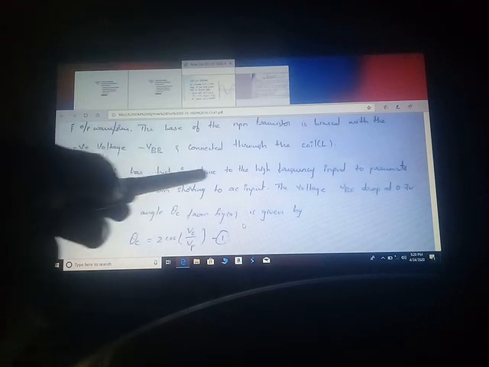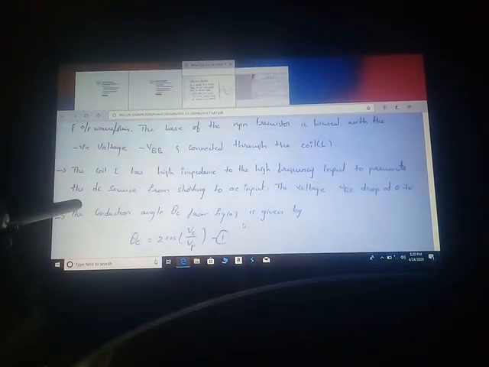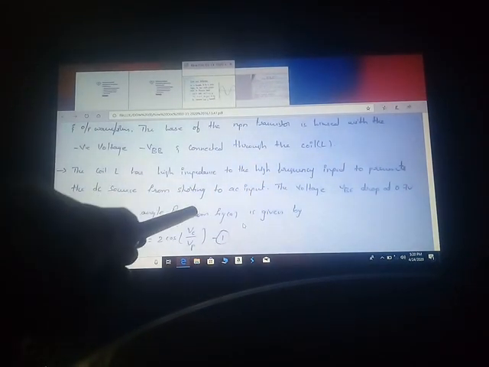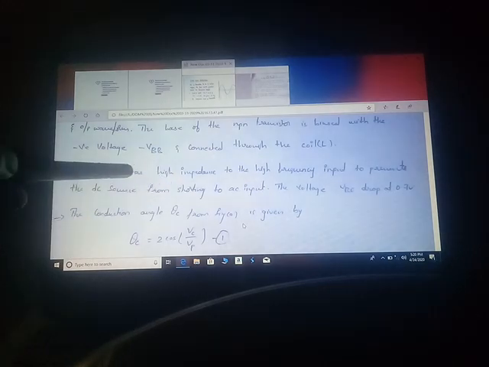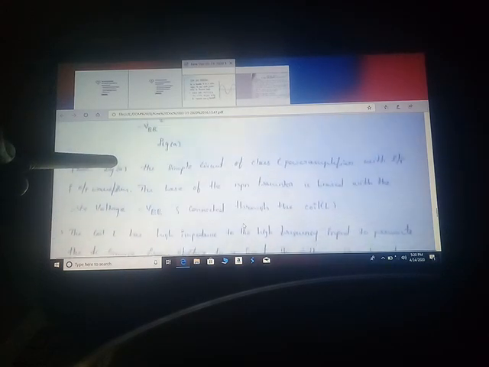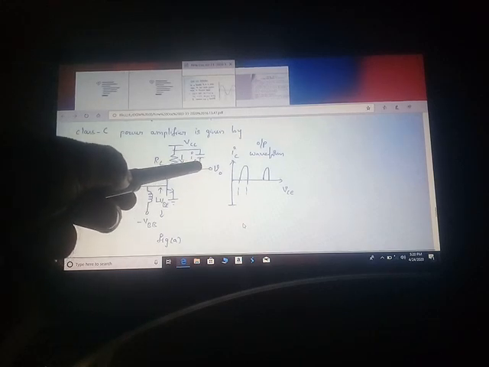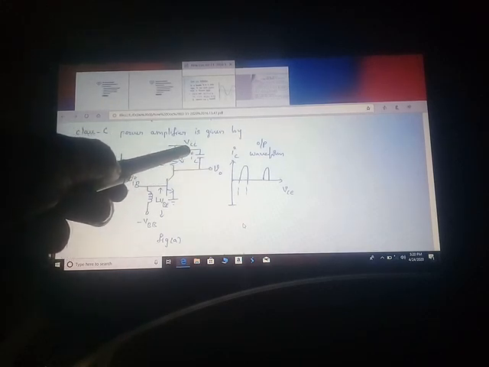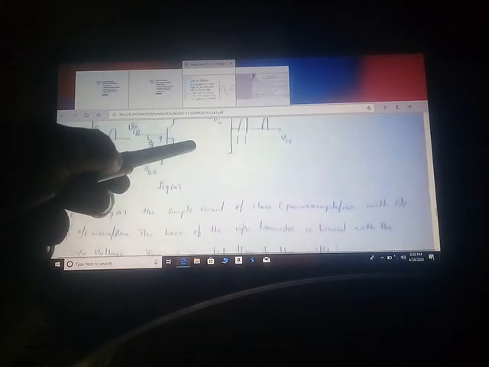Next, the high frequency input is presented, and the DC sources are prevented from shorting the input signal. So we are talking about the AC analysis here. Whenever you are talking about the AC analysis, what is the function of the VCC voltage? It is grounded. And what is the function of the capacitor? The capacitor is short circuited. So these two changes will be there.